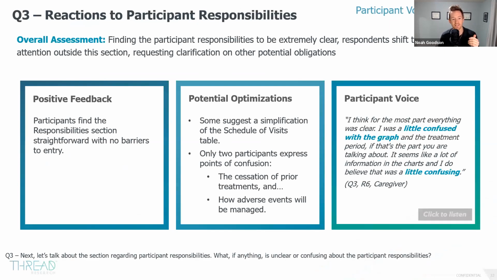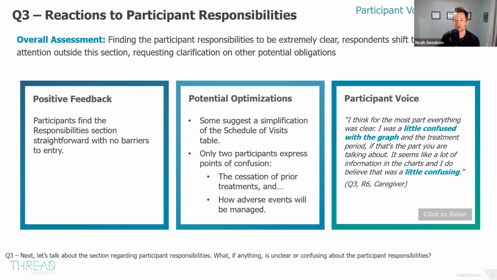The question they responded to is, next, let's talk about the section regarding participant responsibilities. What, if anything, is unclear or confusing about participant responsibilities? And then they have an open-ended voice question. And what's cool is you get feedback about how you're actually doing things and why. For example, a lot of informed consents are really bad. You can garner that feedback and hopefully improve the process.